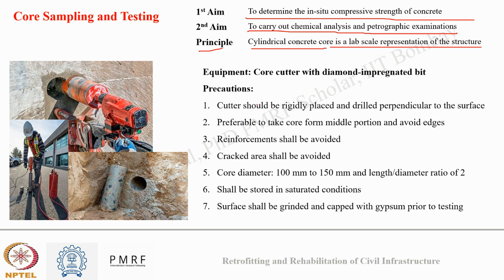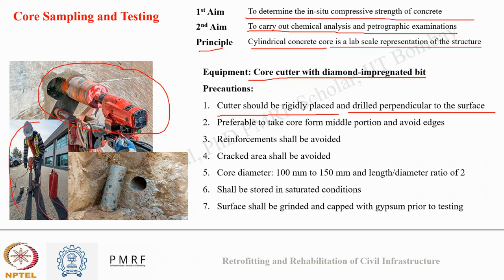Now, for taking the core out of a structure, the equipment that is used is a core cutter with a diamond-impregnated bit. So here you can see in the image a core cutter with a bit, and how it is pressed inside the concrete and how you take the core sample out. Now there are quite a few things that need to be taken care of for proper core sampling. These are that the cutter should be placed rigidly and drilled perpendicular to the surface.